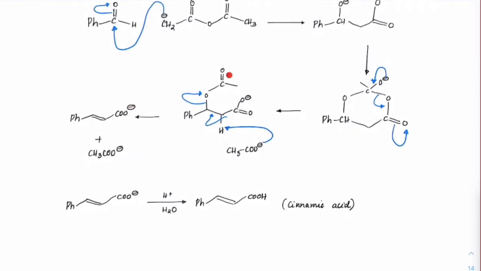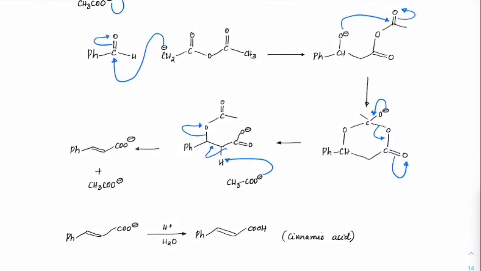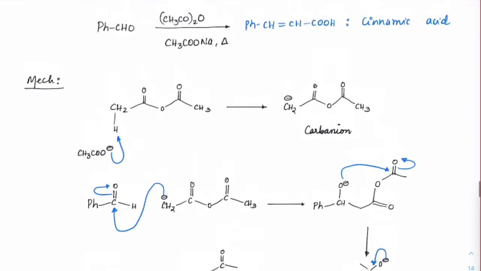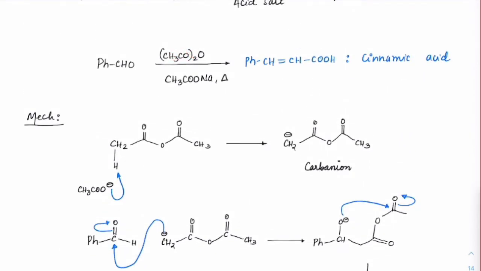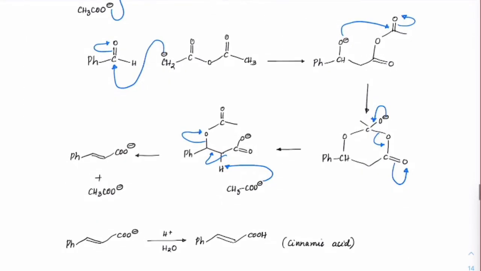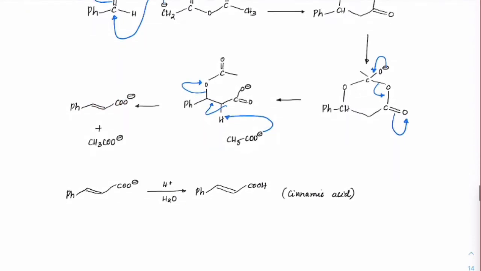After that, this acetate comes out as CH3COO minus. The reason why we are using this salt is that the leaving group coming out afterwards should be the same, or else multiple substitutions can happen. That's why, whatever anhydride you take, you choose the same type of salt. So we get this as Ph-CH=CH-COO minus, and on hydrolysis that gives you cinnamic acid.